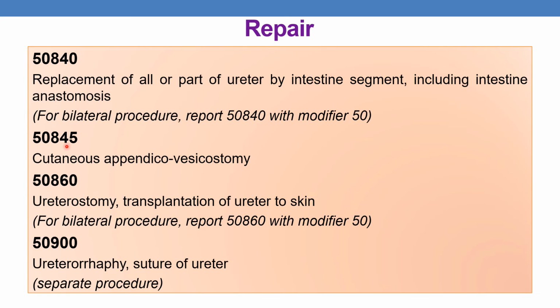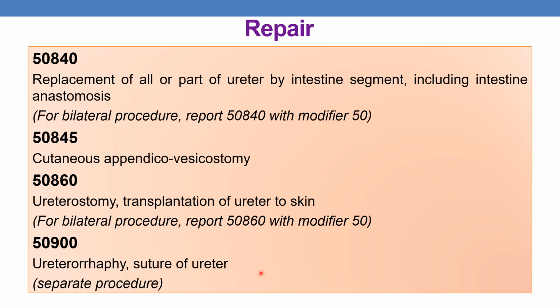The next is 50845. Cutaneous appendicovesicostomy. For cutaneous appendicovesicostomy, the CPT is 50845. The next is 50860. Ureterostomy, transplantation of ureter to skin. And for bilateral procedure, you need to report 50860 with 50 modifier.